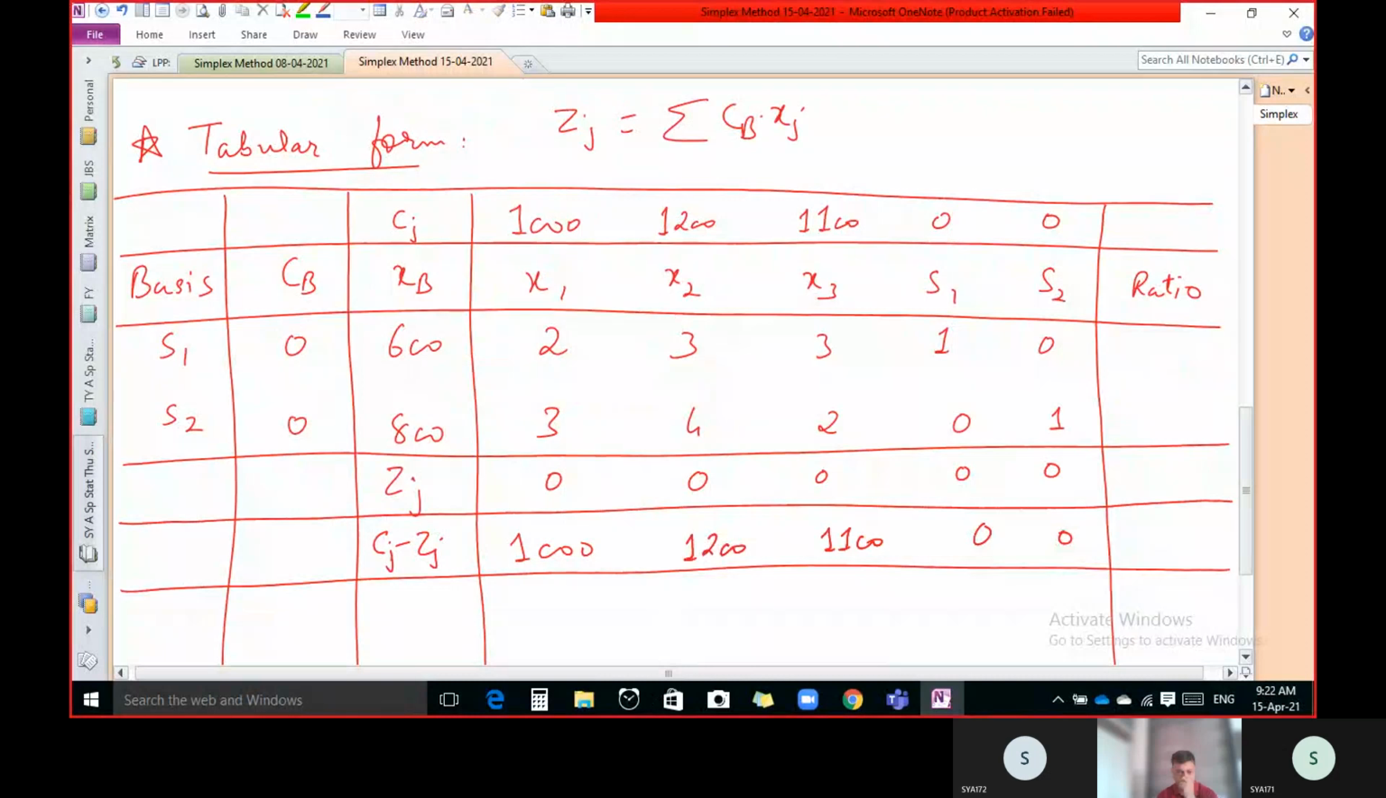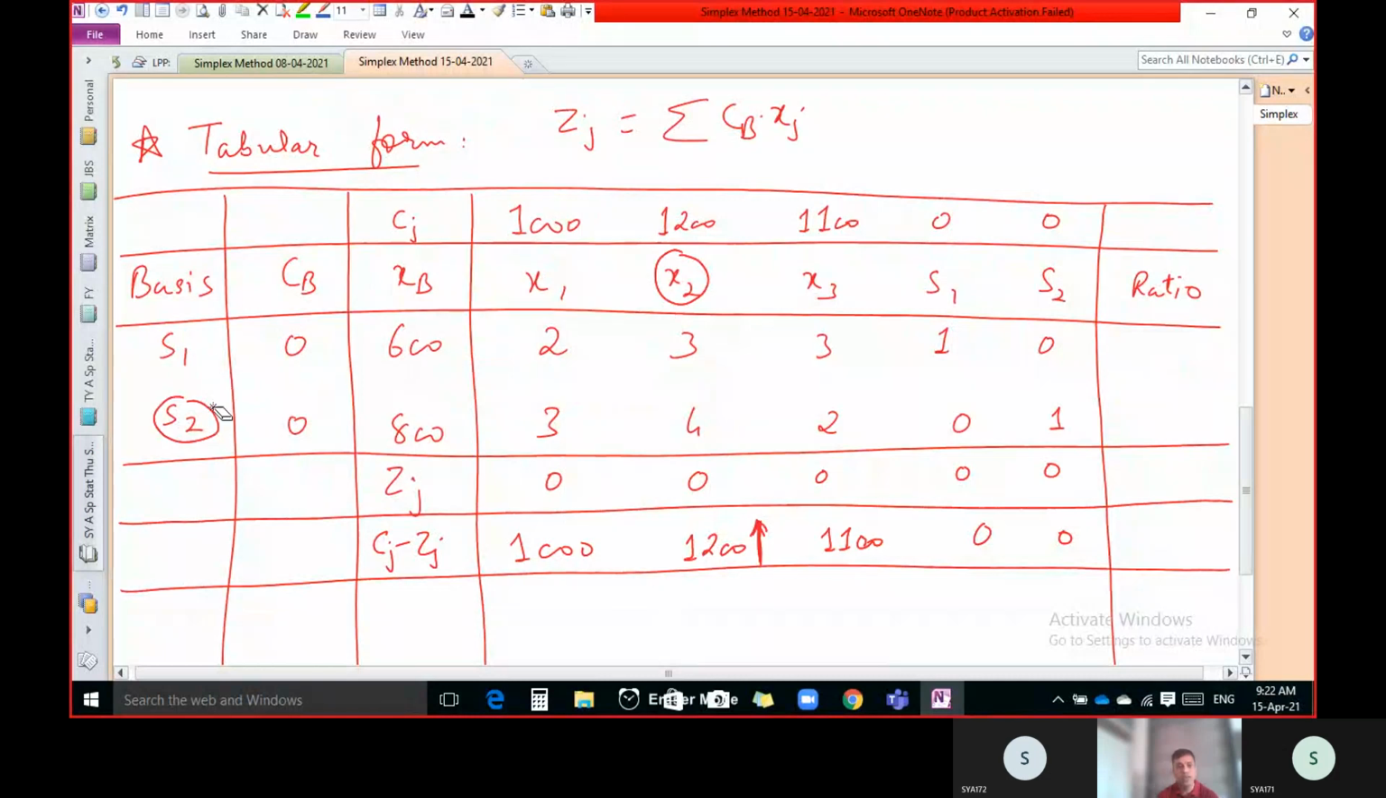Now from all these values of Cj minus Zj, you have to first find the positive values, and from the positive values, you have to select the maximum. These are the only three positive values, 1000, 1200, and 1100. From that, you have to select the maximum, and the maximum is 1200. So the corresponding variable, X2, will enter into the basis. Out of these two variables, S1 and S2, we have to remove one variable, and in that place we have to enter X2. So once again, listen carefully.